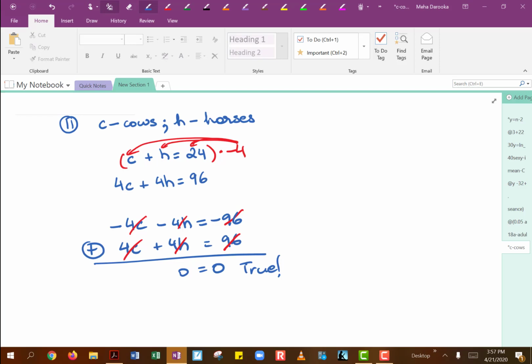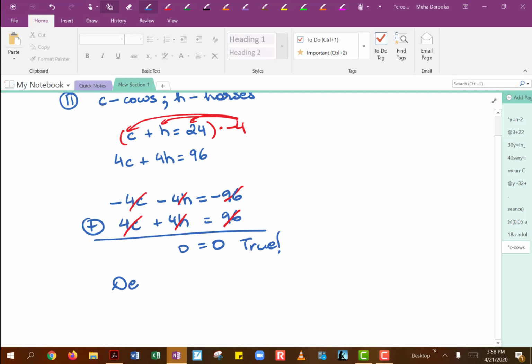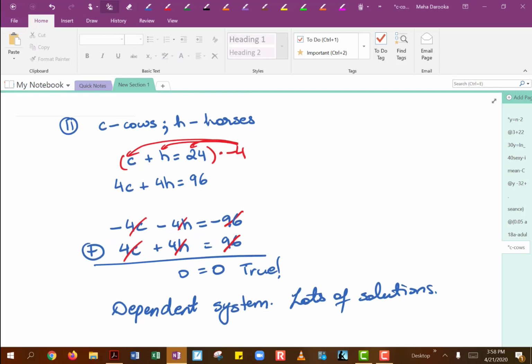cows that have 4 feet and horses that have 4 feet, and each animal has exactly 1 tail, there's really no way for us to distinguish just by this given information how many horses and how many cows we have. So basically we will say this is a dependent system, and there are going to be lots of solutions, so there's no way for us to figure out exactly how many cows and horses this rancher has.